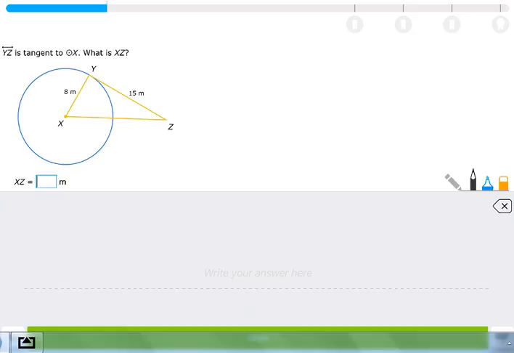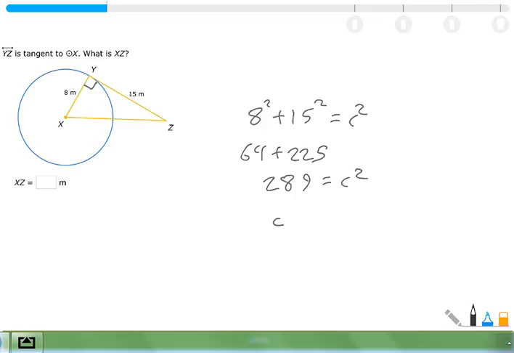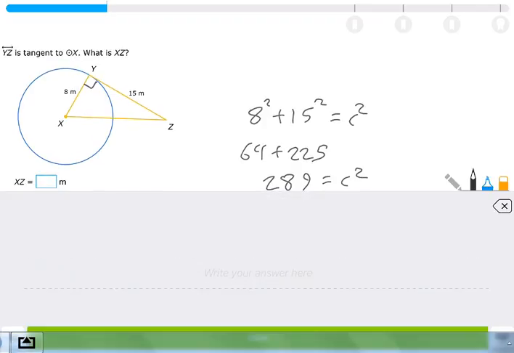Okay, so this one, what is xz? So this is similar to the first one we did. So we've got no common factors, so we've got to figure out 8 squared plus 15 squared equals c squared. So that's 64 plus 225. That's 289. We take the square root of that, and we get 17. You could notice this was actually a Pythagorean triple, if you're comfortable with that.